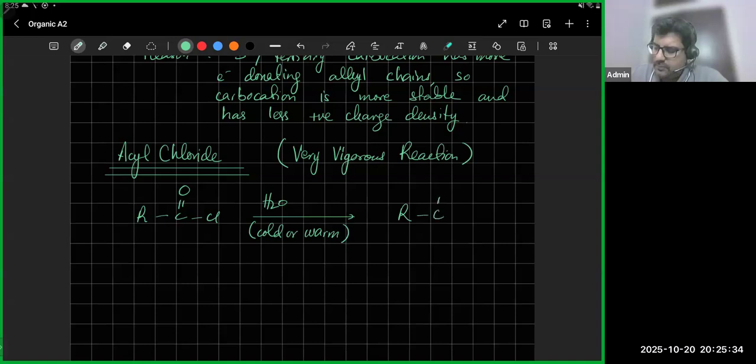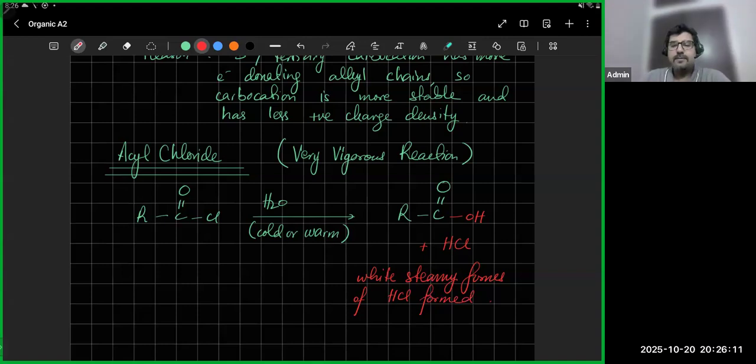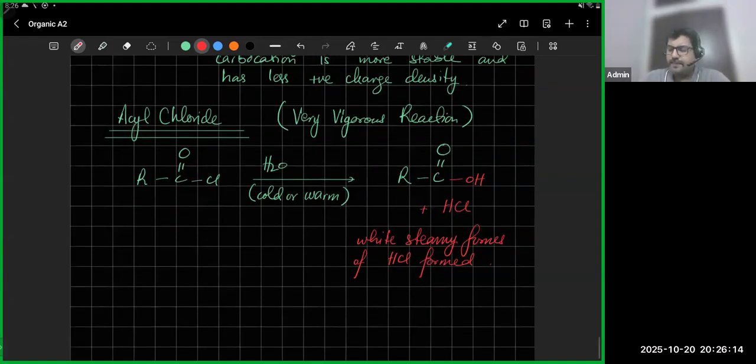So the OH from water comes in and it knocks out the Cl. And where does the Cl go? It reacts with the H from water and forms HCl. Which is why you're not only going to see a vigorous reaction, you're going to see white steamy fumes of HCl as well. Okay, so white steamy fumes of HCl are going to be formed.